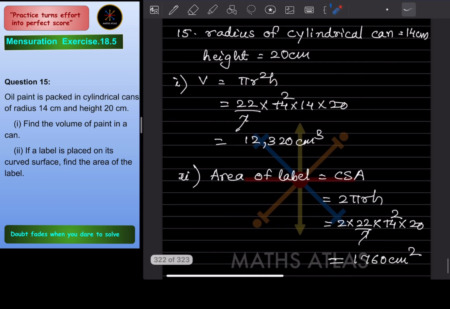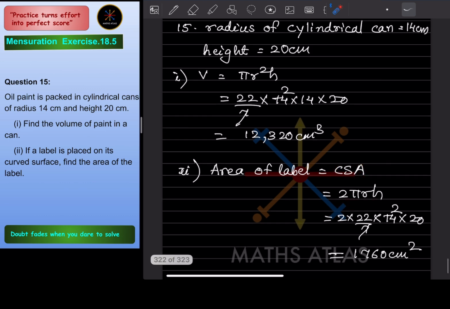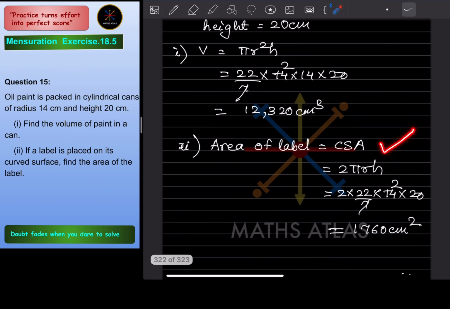Now we have to find the area of the label. It's given that the label is placed on its curved surface. So the area of the label will be the CSA, the curved surface area. And we know the CSA of a cylinder is 2 pi rh. You know this formula, so just plug in the values. So 2 into 22 by 7, and the radius is 14 and the height is 20. So this is going to be 1760 centimeter square.